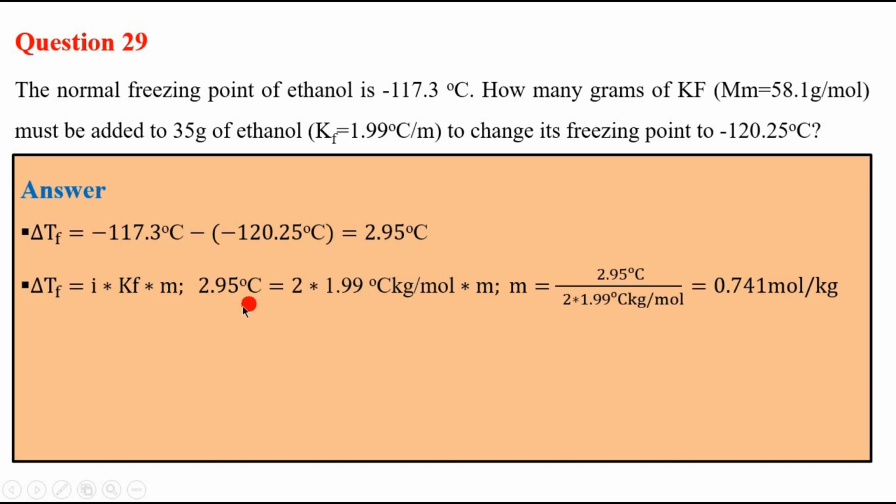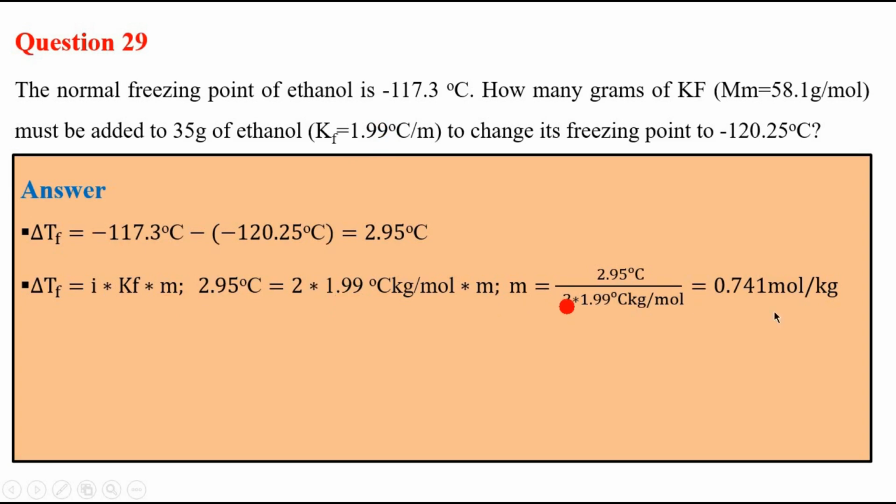Of course, here the normal freezing point of ethanol was given, right? They are asking how many grams of the KF. Here we have it, KF, the i, because it will dissociate to give the plus 1 potassium and 1 fluorine. That means the i will be equal to 2. The Kf was given, yes, it was given 1.99. Then we determine the molarity.